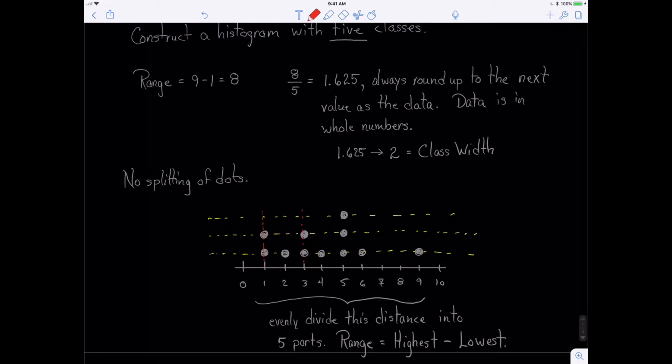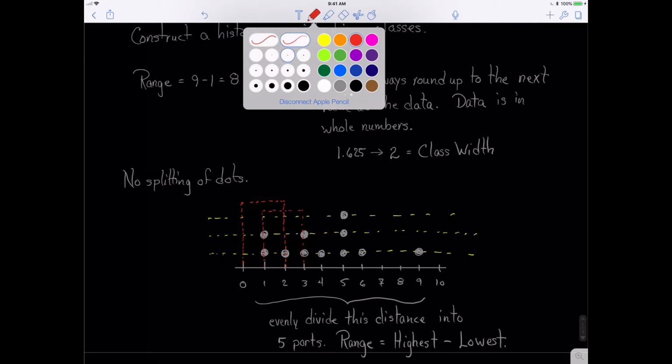Well, maybe we could shift to the left. What if we shifted to the left here? I'm going to just put a little dot to connect those, because that was one idea. What if we went to 0 and then to 2? Well, we don't have any split dots at the 0, but notice that when we land on 2, we split that dot. So that doesn't really work very well either.